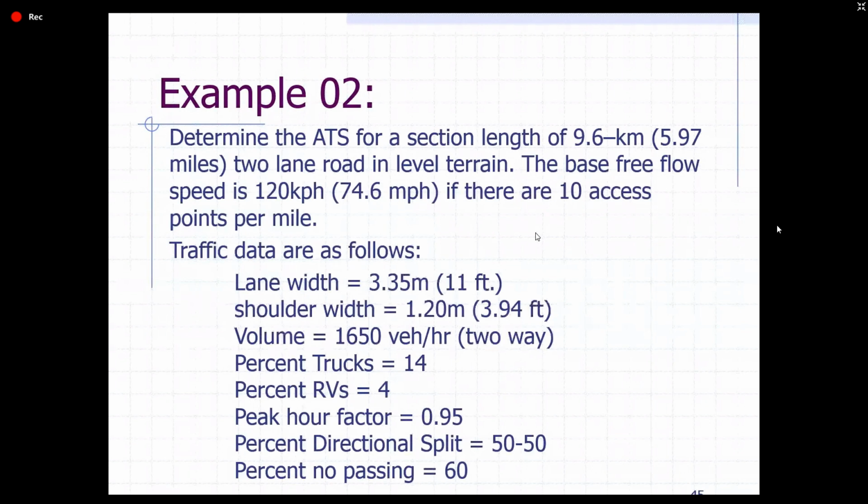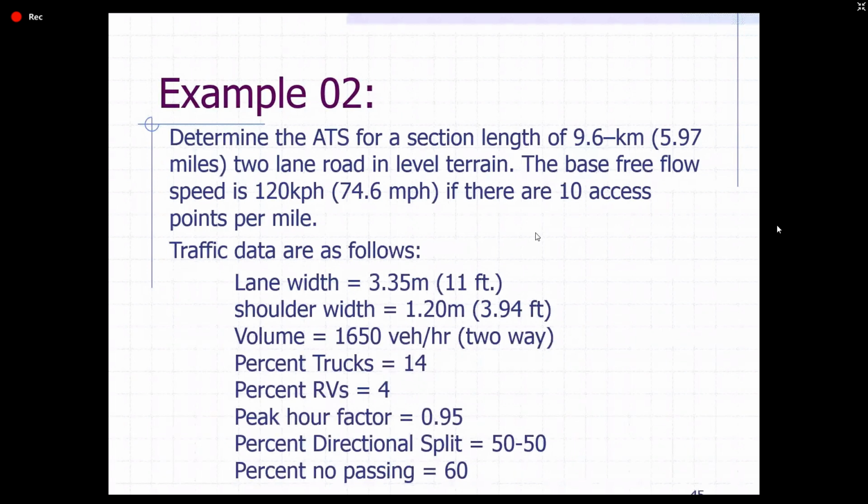So, let's go to your second example. Let's try to apply yung formula natin. Determine the average travel speed for a section of length 9.6. So, pasok pa rin tayo doon sa 3.2 kilometers. Two-lane road in level terrain.